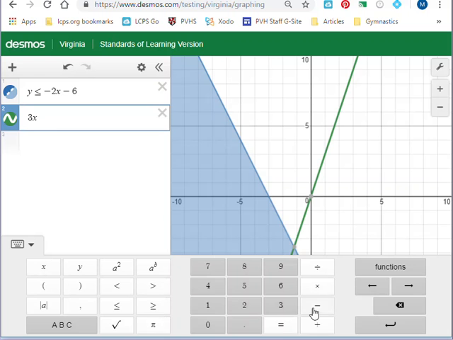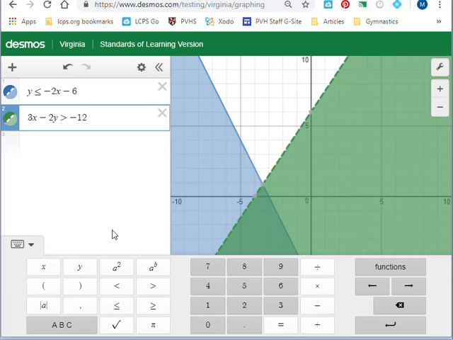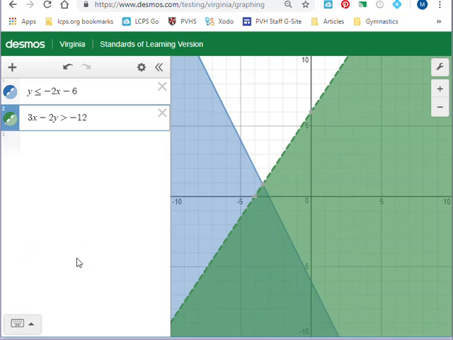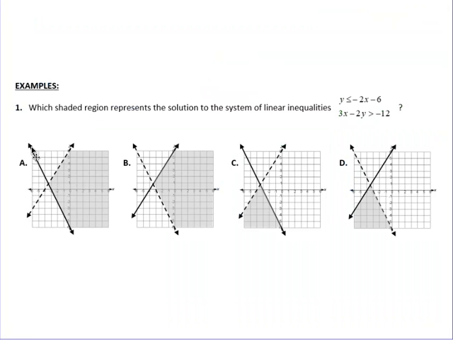3x minus 2y is greater than negative 12. So if we look at this graph, you can see that the blue line is a solid line and the green line is a dashed line. So let's look at our answer choices. We want a solid line going from the top left to the bottom right, and a dashed line going from the top right to the bottom left.